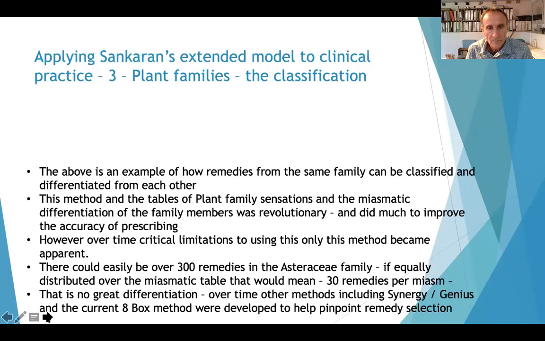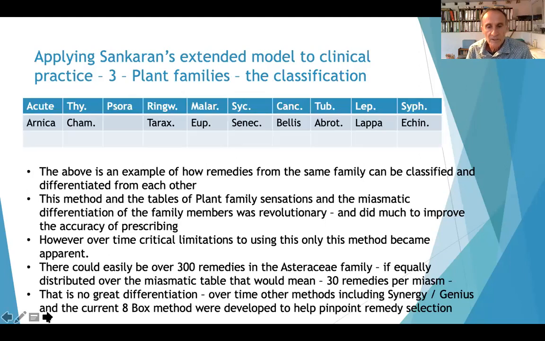So, let us have a look over here. Here we can see a table, and we can see how the different members of the Asteraceae family are fitted in this table according to Sankaran's work.